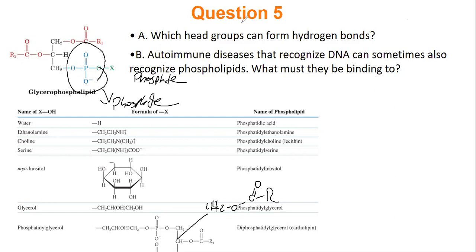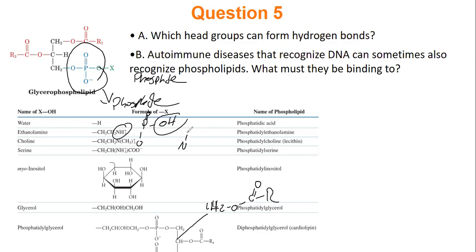Interesting. So the actual answer is everything except choline. All right, so I'll show you the logic for this. If it's P double bond O OH, I can hydrogen bond to that OH. Ethylamine has that NH3 plus. I can hydrogen bond to that NH3 plus.